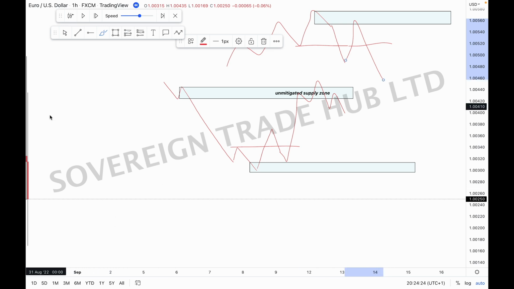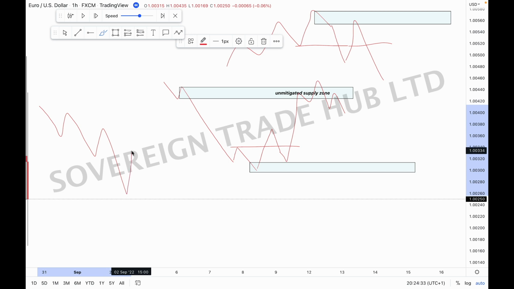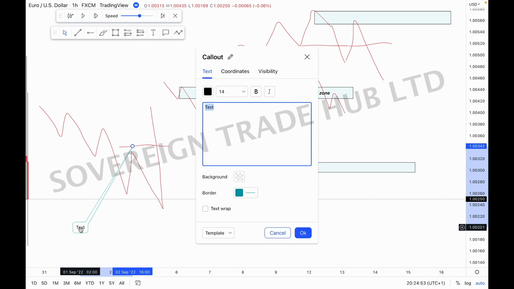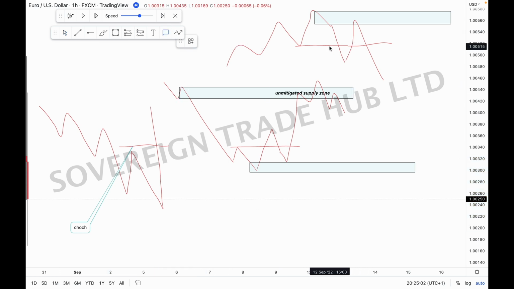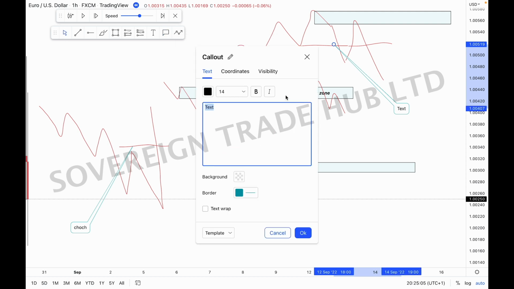Now, if it's in a bearish trend, let's say we have lower low, lower high, lower low, lower high, lower low, lower high. This is our lower high, and we notice that at any point the market came down and violated this lower high here. What we have here now is a change of character, and what we have here likewise is a change of character.